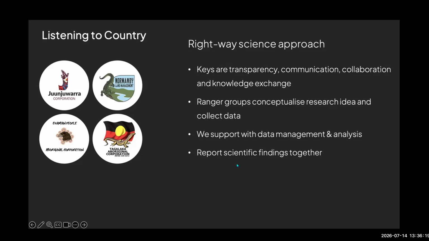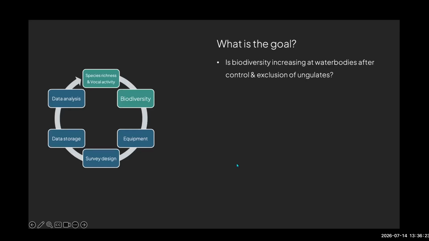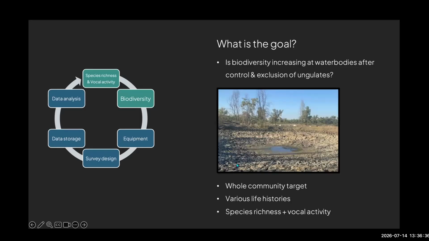Now, if we're running through the conceptualization using one of those objectives I mentioned, it could look like this. So you think about the goal. The goal in this case is to figure out if biodiversity is potentially increasing at those water bodies after you're controlling and excluding ungulates from water bodies. And so in this case, you might be interested in a whole community target with various life histories, potentially looking at species richness and vocal activity to begin with.